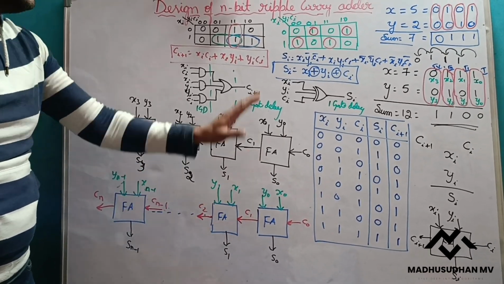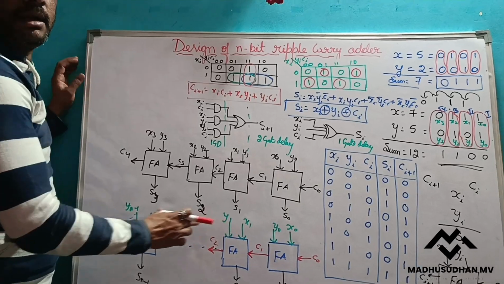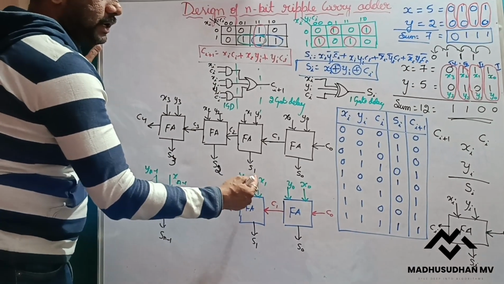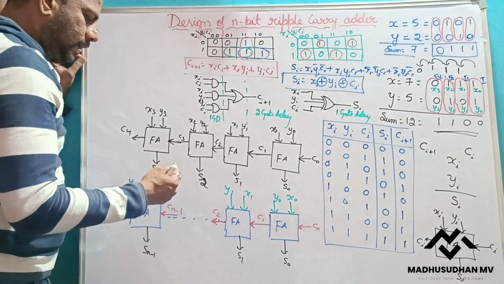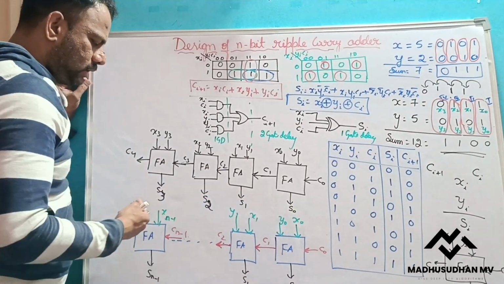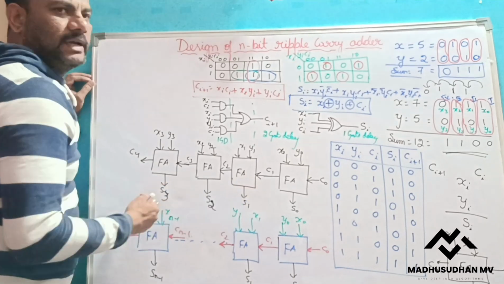Now we know n bit ripple carry adder. This is for n number of bits. Suppose n is equal to 5 bit. This is x0, y0, x1, y1, x2, y2, x3, y3, x4, y4. If it is 8 bit, x0 to x7, y0 to y7.